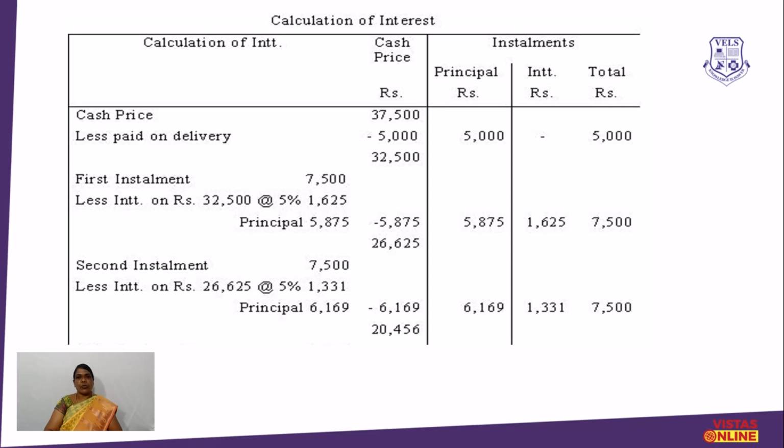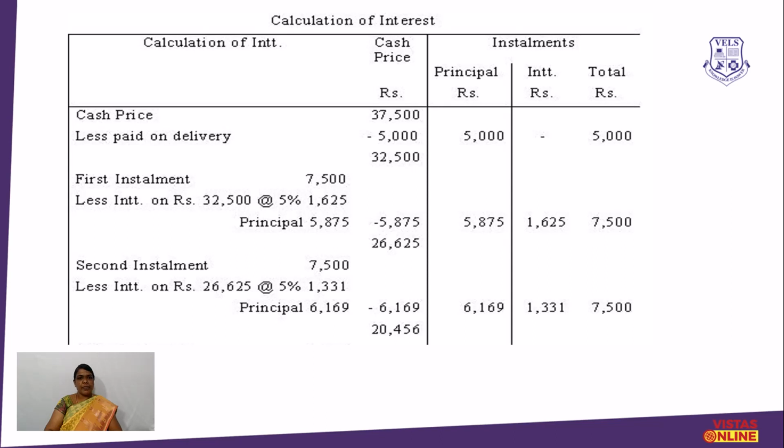The same 5,000 we should write in the principal amount column, then the last total amount column. So we should write these 5,000 in all the 3 columns, but in the first column we should subtract it from the total cash price. Then we can see the first installment, which was mentioned in the question. Each installment is 7,500. We should calculate interest for the first installment. The balance amount is 32,500 in the first year end.